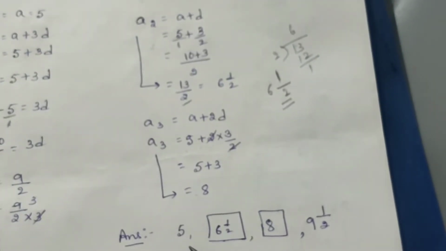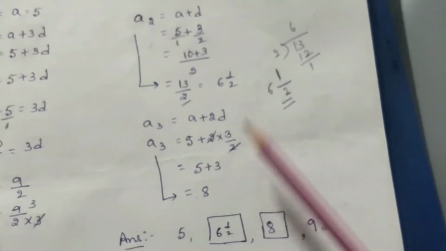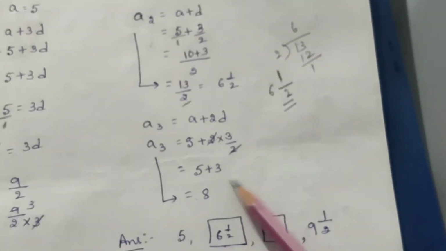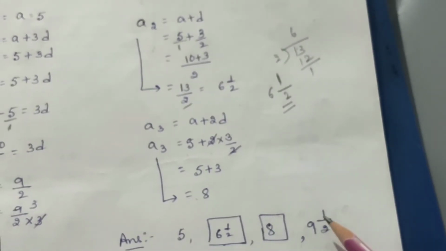Now fill in the blanks, that is, the missing terms. The second term was missing, that is 6 1 by 2, was the answer. The third term was missing, it was 8, and the fourth term is already given, 9 1 by 2.